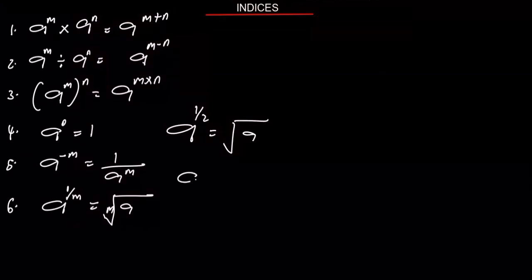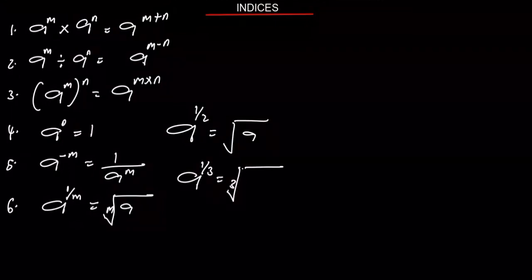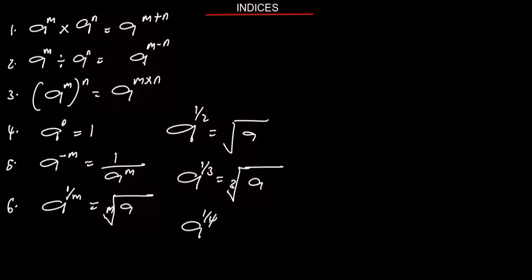If I have a raised to the power of 1 over 3, this means cube root of a. That is the root, and you put your 3. But for square root, we don't put 2 here, just the square root. If I have a raised to power 1 over 4, this means fourth root of a. And that is it.